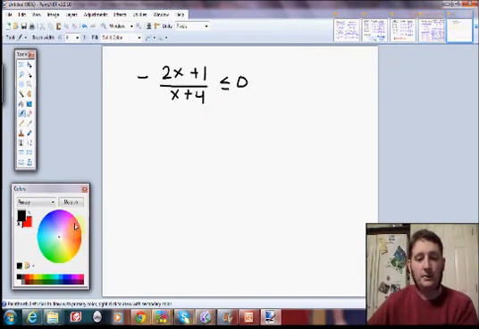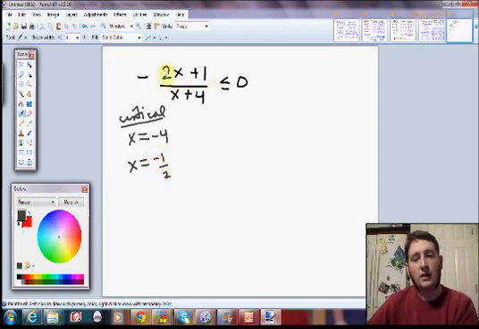So what about this one? Alright, so let's see here. Let's, real quick, critical values. Well, x being -4 would cause the denominator to be 0, and we know that's a problem. And with a little bit of work, you can hopefully decide that if x were -1/2, that would cause the numerator to be 0, and that's also a little interesting.